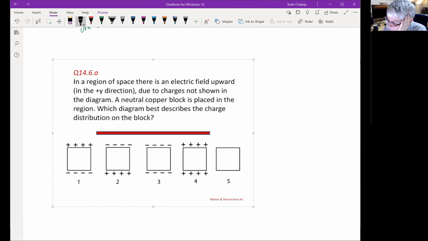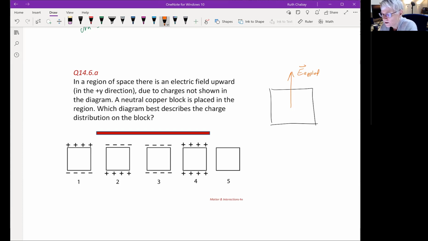So here's our neutral block. We're going to draw the applied electric field there. And now we have to think about the mobile charges in the block. We have these mobile electrons because it's copper. And so each electron here, an electron at this location, is going to feel a force opposite to the field. So all the electrons are actually going to shift down.